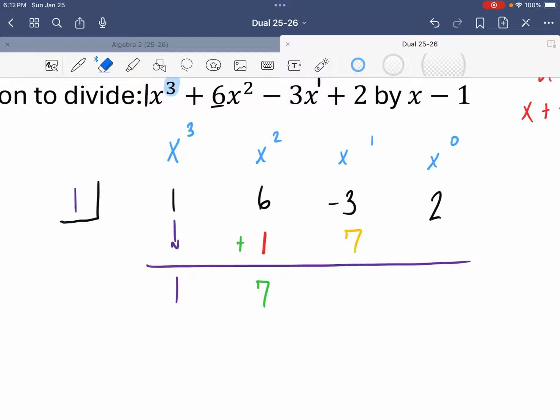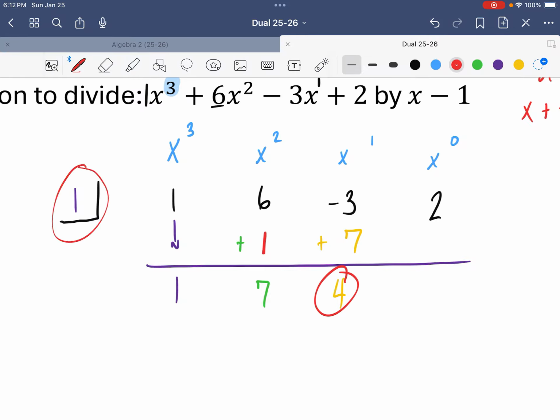And then again, how do you go down? You got to add. Negative 3 plus 7, that's going to give you 4. And then start again. 4 and 1. 1 times 4 is 4. Right? And then again, go straight down. How? By adding. 2 plus 4 is 6.